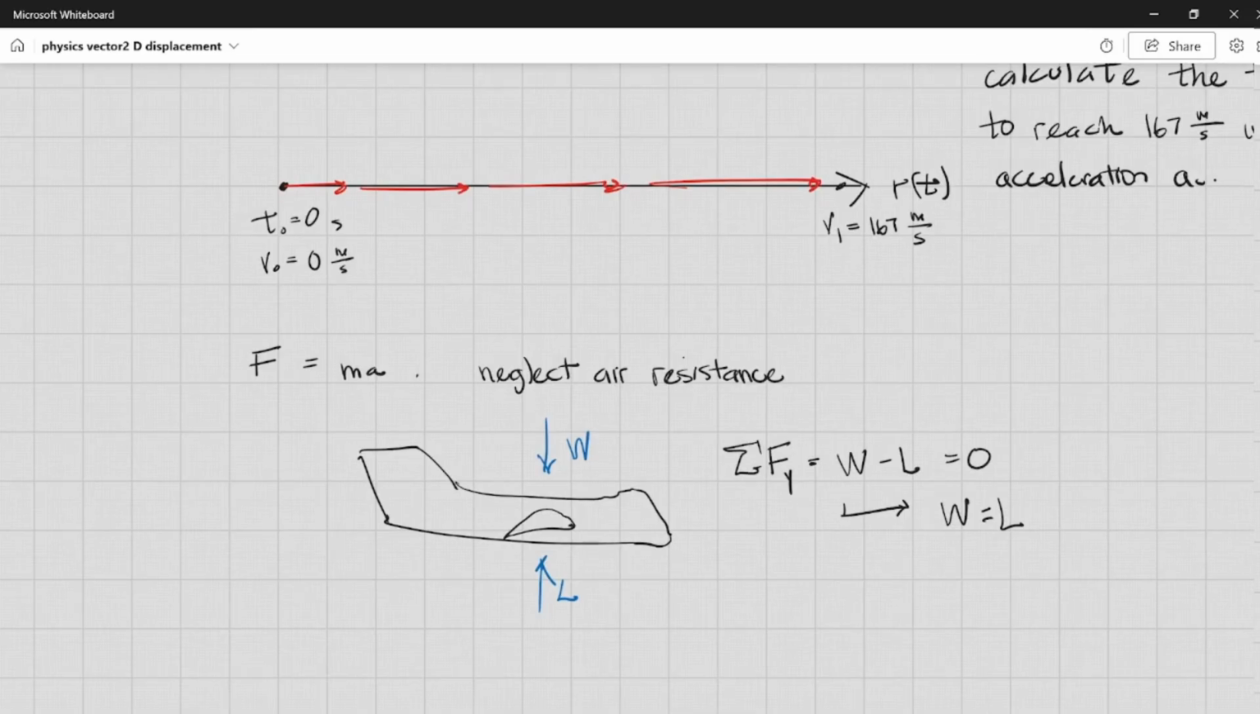Now, since we're going to neglect air resistance, typically we would have some vector here that was pushing back on the plane called air drag, and then we would have the thrust of the engine pushing the aircraft forward called T. Because we're neglecting the air drag, we're saying that this is 0 and that the thrust force is the only thing acting in the x direction.